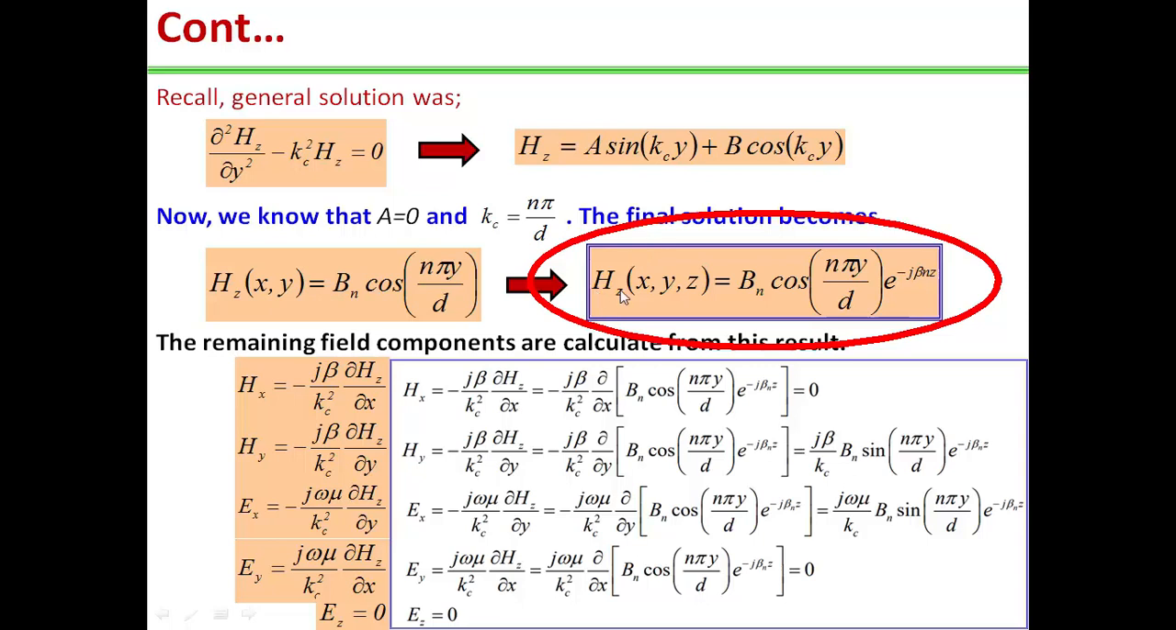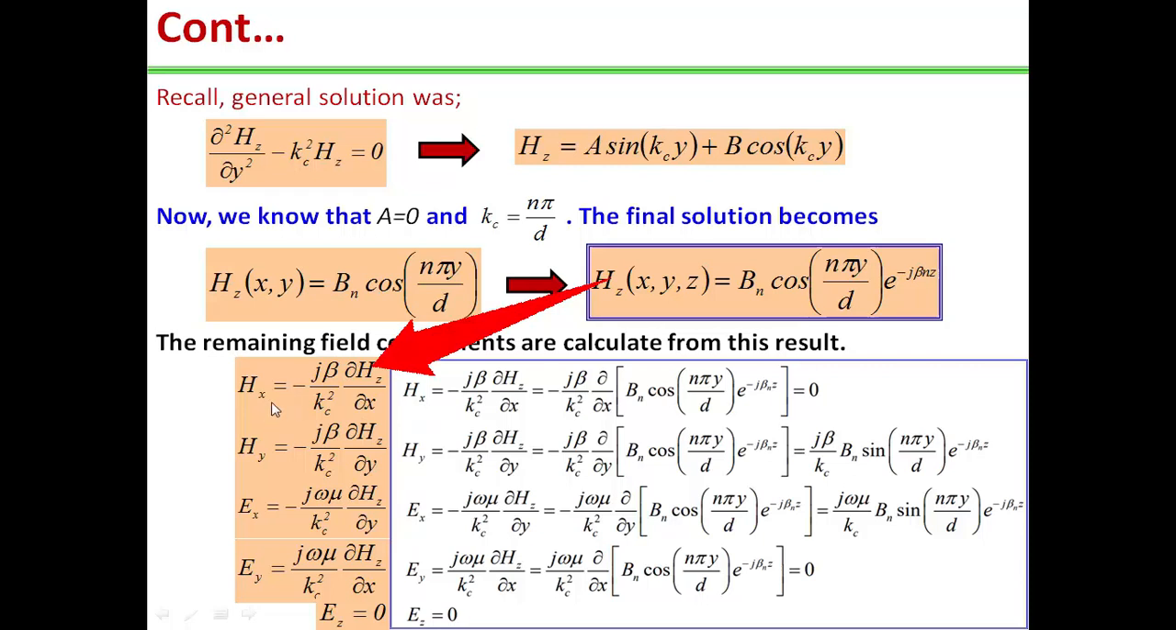We can write Hz(x,y,z) is equal to Bn cos(n pi y by d) e to the power minus j beta n z. So this is the final solution of Hz, and therefore we can have the other field components along the x, y and z directions of the electric field and magnetic field. So we know that after solving the wave equation, we have Hx is equal to minus j beta by kc squared del by del x of Hz. And after putting the value of Hz and differentiating with respect to x, we will find the Hx component.